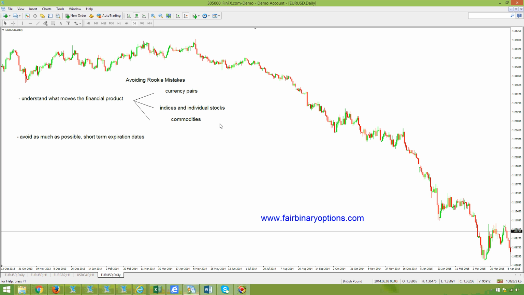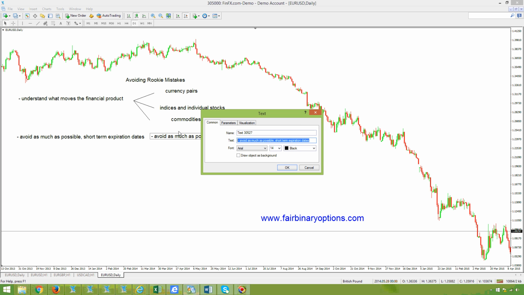The only way to beat this game is to avoid short-term expiration dates as much as possible. From my point of view, 60 seconds is not recommended. Try to eliminate as much randomness as possible, and therefore trade bigger expiration dates. It doesn't mean that you are trading less. It means that you give your analysis a bit more time until it comes to fruition. For example, daily, weekly, and monthly expiration dates are recommended.